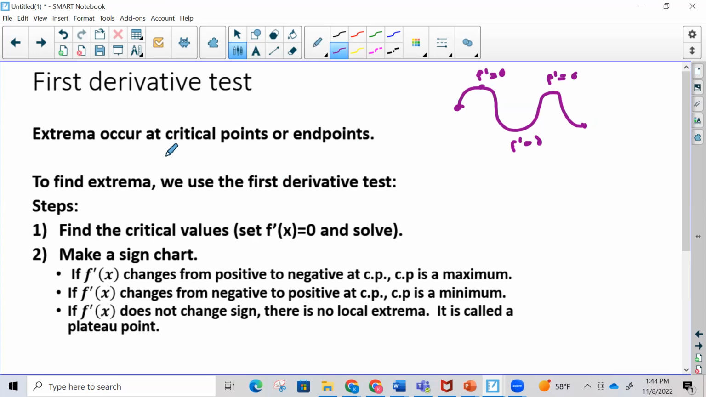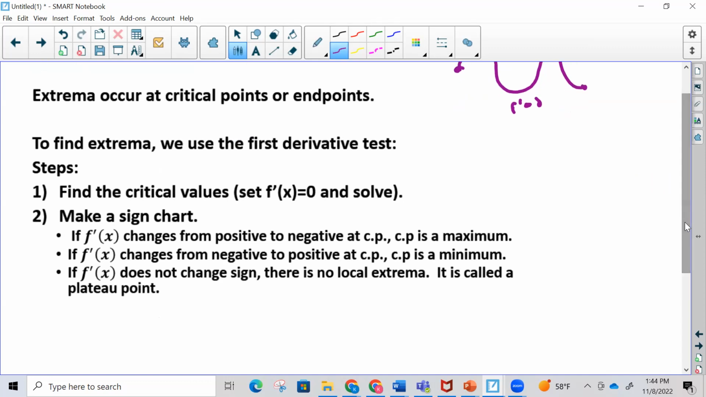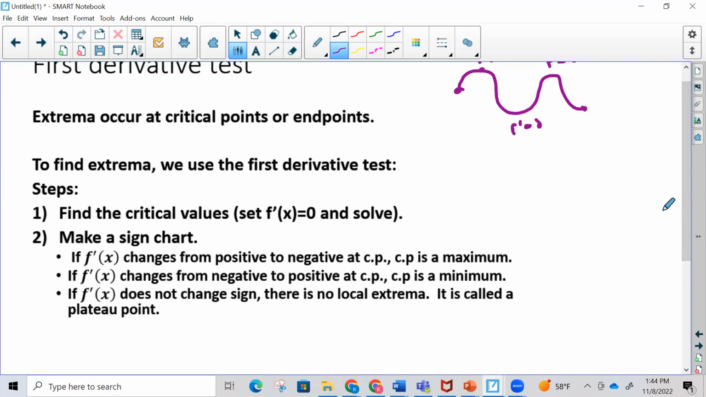So using the idea that extrema only occur at critical points or endpoints, we are first going to find those critical points. Then we're going to make a sign chart to help us figure out if those critical points or endpoints are maxes and or mins. So to find extrema with the first derivative test, we find the critical values by setting the derivative equal to 0 and solving. Those are the only possible places where there is a max or a min. It can't be anywhere else, unless you have endpoints, and we'll talk about that in a minute.